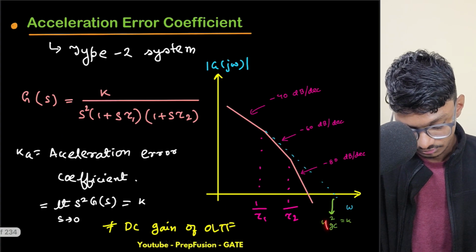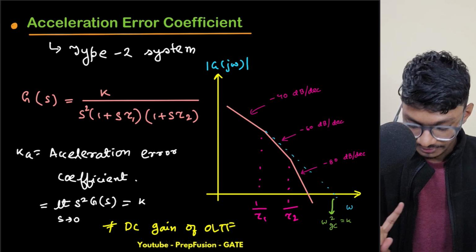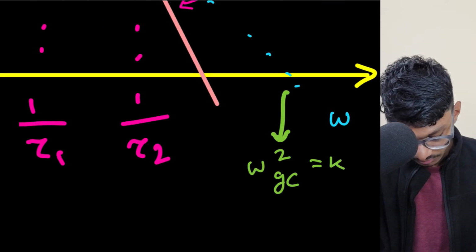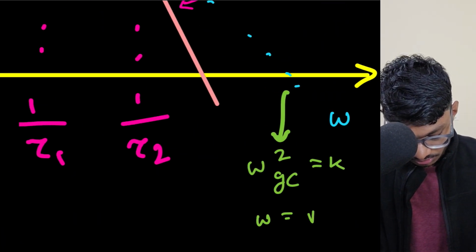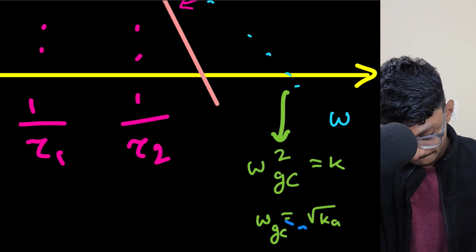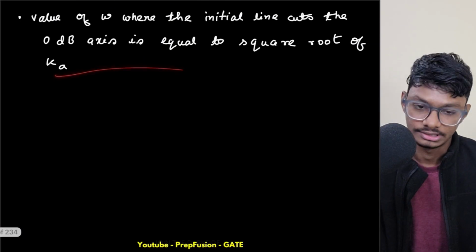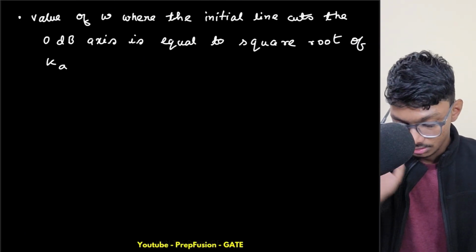So square root of k, what is the value of omega then? Omega gc equals under root k, because k is equal to k under root k. Okay, so that is what is written over here, don't worry. Now how to approximate this?